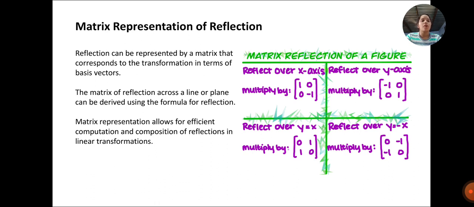Matrix reflection of a figure. Reflection over the x-axis is multiplication by [1 0; 0 -1]. Reflection over the y-axis is multiplication by [-1 0; 0 1]. Reflection over y = x is multiplication by [0 1; 1 0]. Reflection over y = -x is multiplication by [0 -1; -1 0].